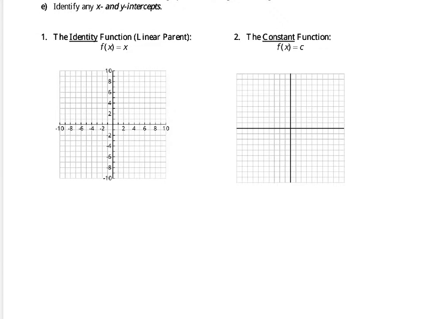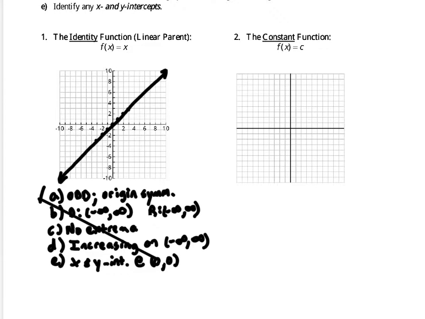The first graph we will take a look at is the identity function, and this is the basic linear parent, or y equals x. So take a moment to sketch the graph as you see here. Notice it does pass through 0, 0, and the slope of this line is 1. First of all, with letter A, this is an odd function because it does display origin symmetry.